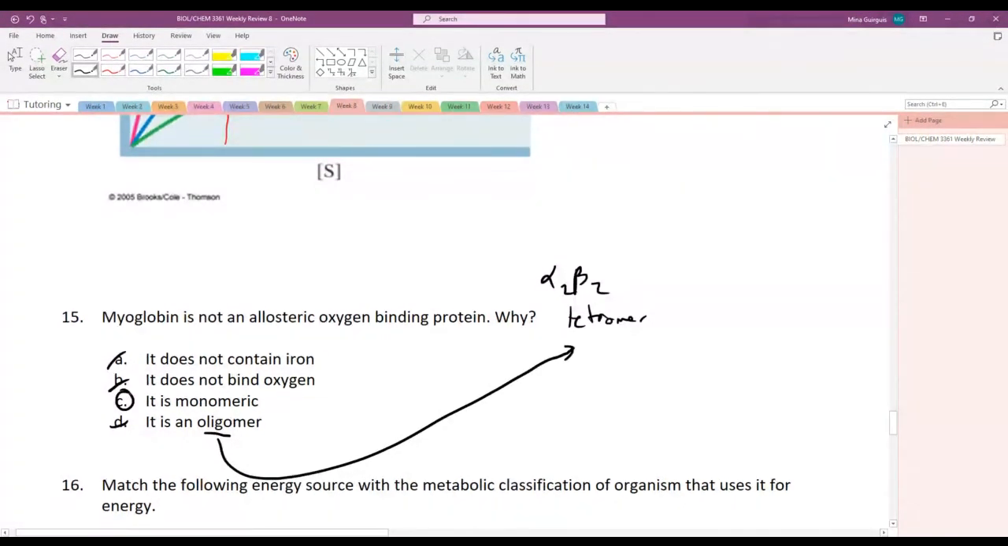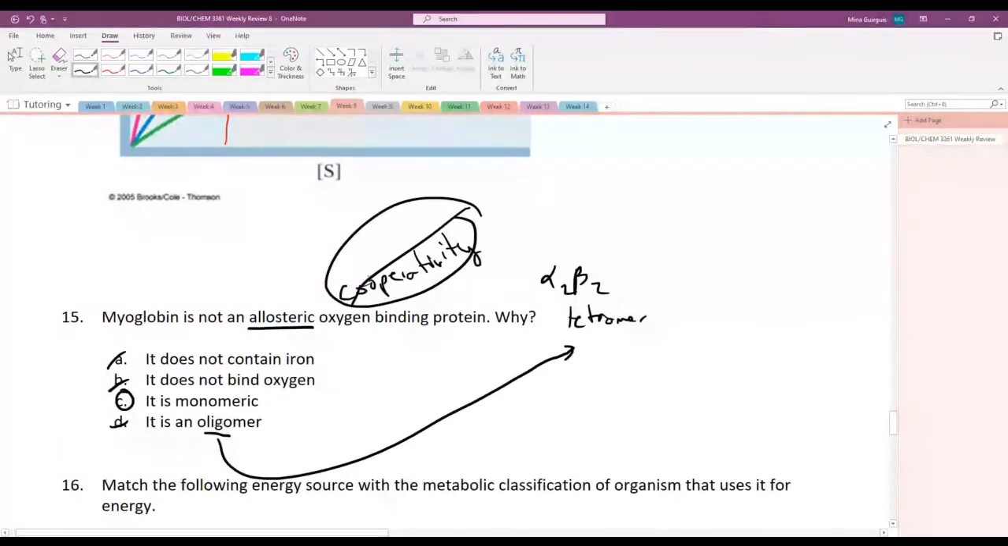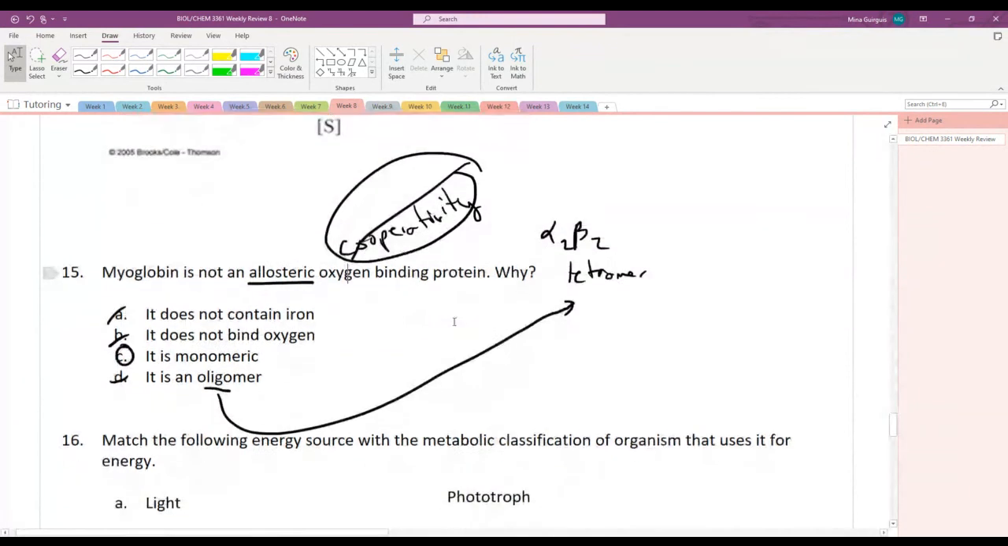So the conclusion we can reach is that myoglobin is monomeric. Therefore, since each monomer has only one active site, in the case of myoglobin you only have one active site. Therefore, you cannot have that allosteric regulation, that cooperativity. There is no cooperativity in myoglobin because there's only one monomer, a single monomer with one active site.